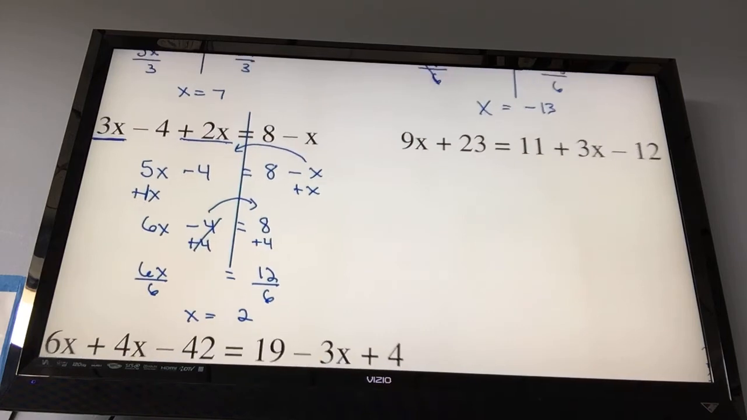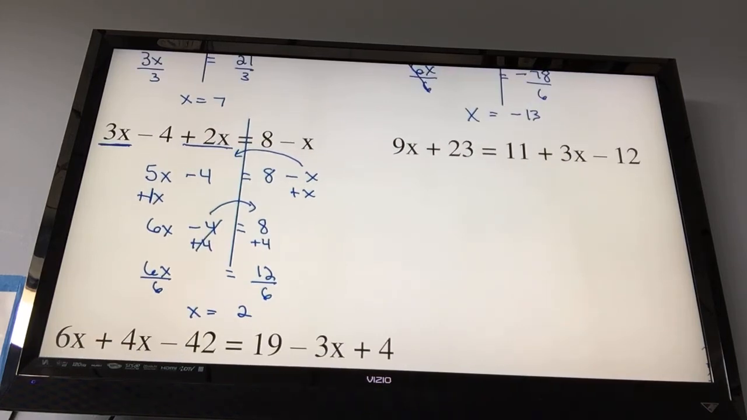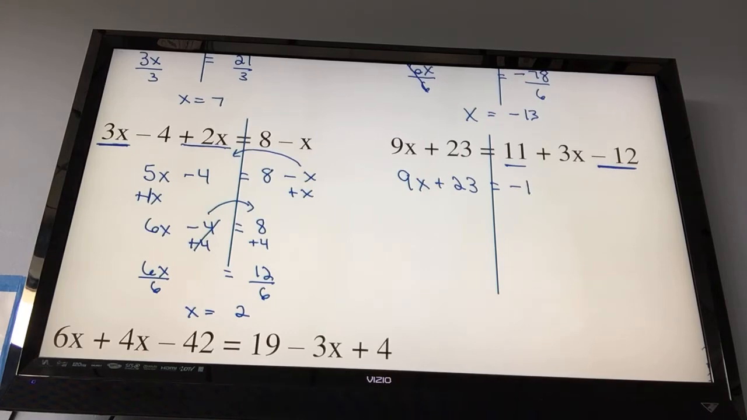So again, hopefully you can see the similarities to what we've already done. One slight difference. I'm going to combine like terms on the right; there's nothing to change on the left. So 11 minus 12, that's exactly what I would punch into my calculator, exactly what I see on that paper, and that's negative 1. Bring down the plus 3x.